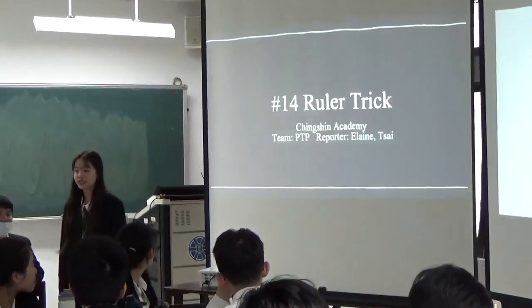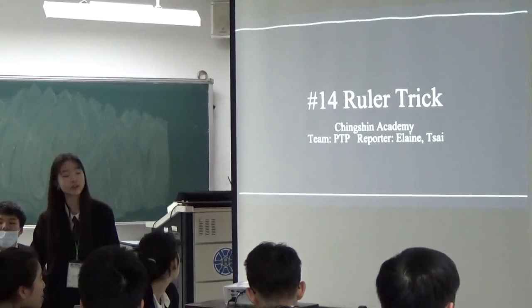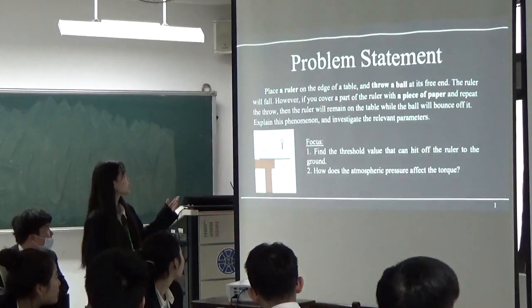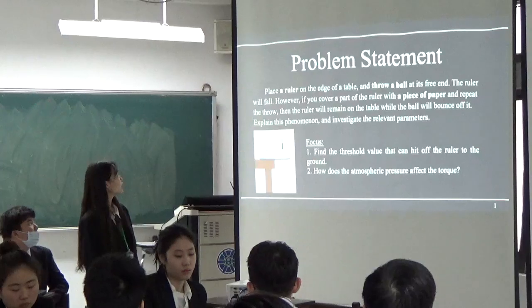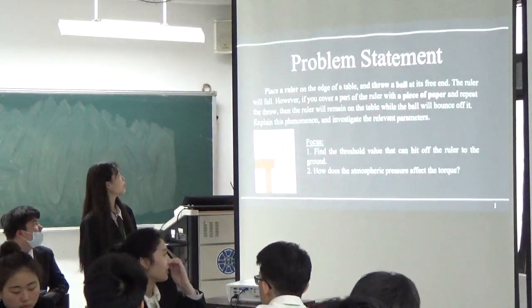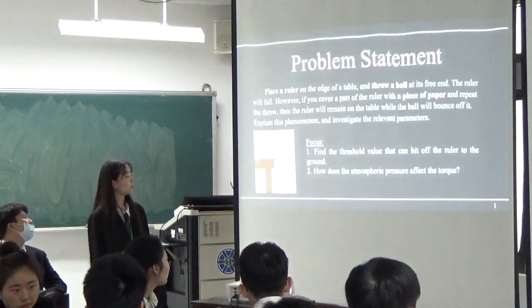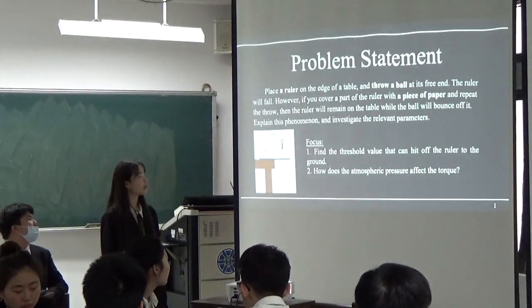Honorable judges and distinguished competitors, this is Team PKP and Body Report, number 14, Ruler Trick. So here's the problem statement. First, place a ruler on the edge of the table and throw a ball at its free end. The ruler will fall. However, if you cover a part of the ruler with a piece of paper and repeat the throw, then the ruler will remain on the table, while the ball will bounce off it. Explain this phenomenon and investigate the relevant parameters.